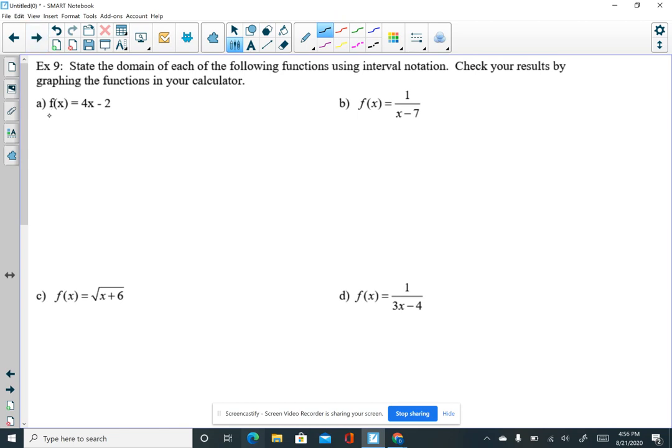So this first one, f of x equals 4x minus 2. We don't have a radical. We don't have a denominator. So therefore, we do not have any restrictions to the domain of this function. So my domain here would be negative infinity to positive infinity. If you think about it, I hope that you recognize that this is a linear function, because this is really of the form y equals mx plus b in terms of slope and y-intercept. And if you don't recognize that at the moment, that's okay.